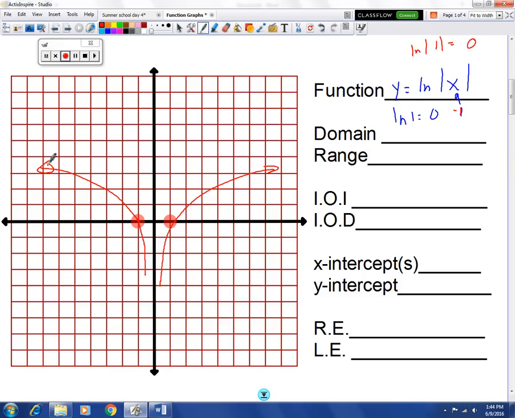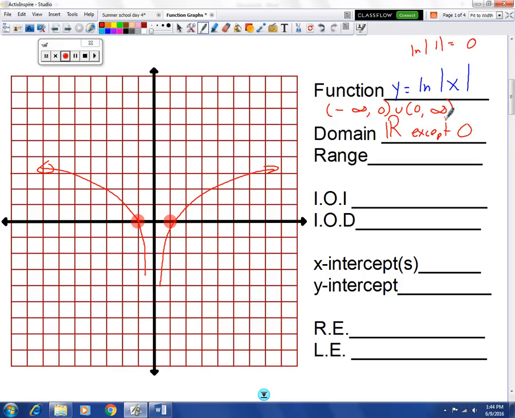All right, what's the domain then? Because of that absolute value feature, now I can use any number, all real numbers, but I just can't use 0. Natural log of 0 is going to be an error. You can write it like that, or here's an odd way to write it, but it's perfectly correct: from negative infinity to 0, union 0 to positive infinity. That means all numbers except that 0.